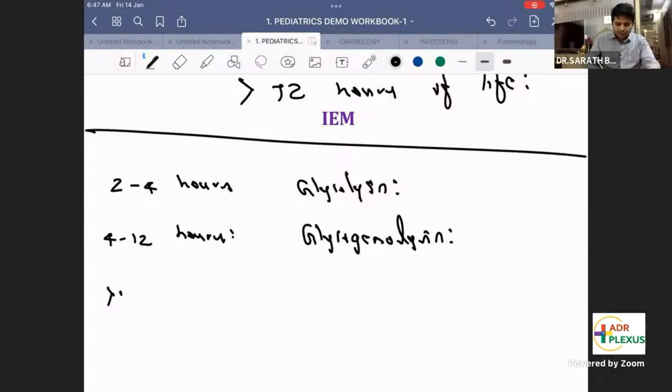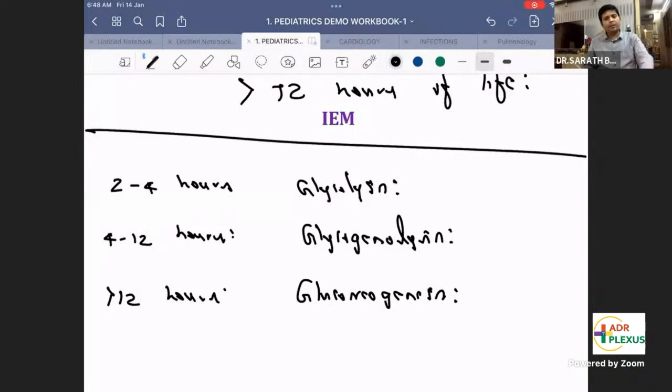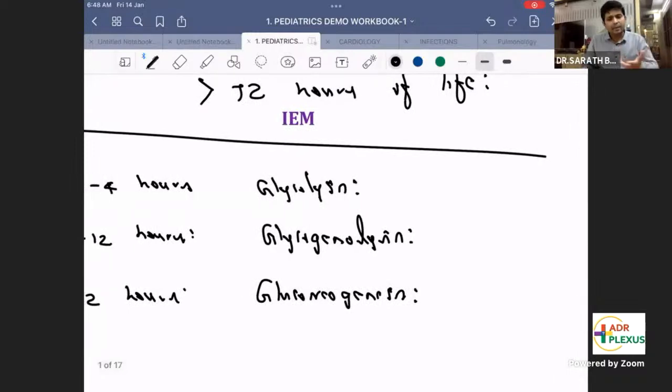Third, after 12 hours of fasting. If you develop hypoglycemia within 2 to 4 hours of fasting, the problem is in glycolysis. If you develop hypoglycemia after 4 hours but before 12 hours of fasting, you have a problem in glycogenolysis. If you develop hypoglycemia after 12 hours of fasting, you have a problem in gluconeogenesis. Okay. Sir, can you give me some examples for this?